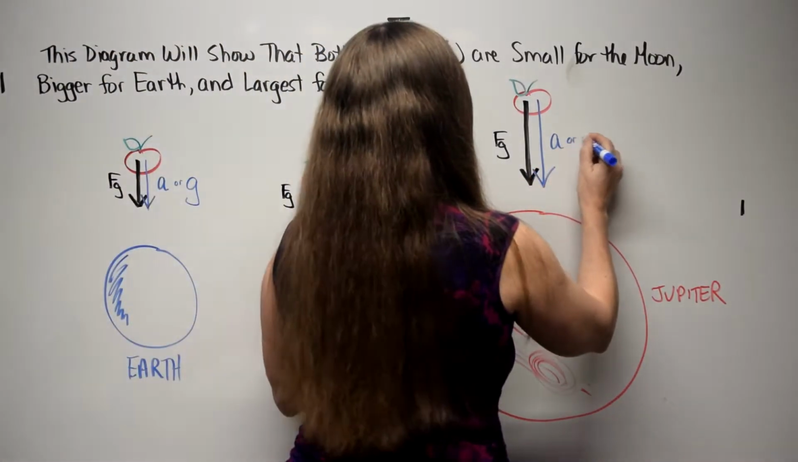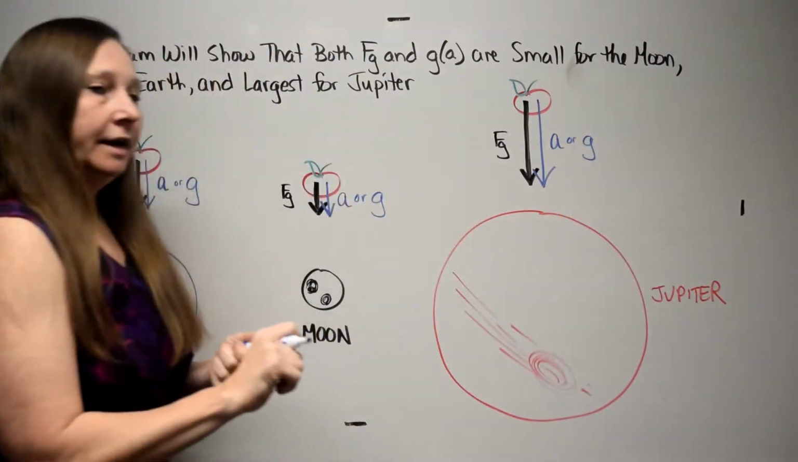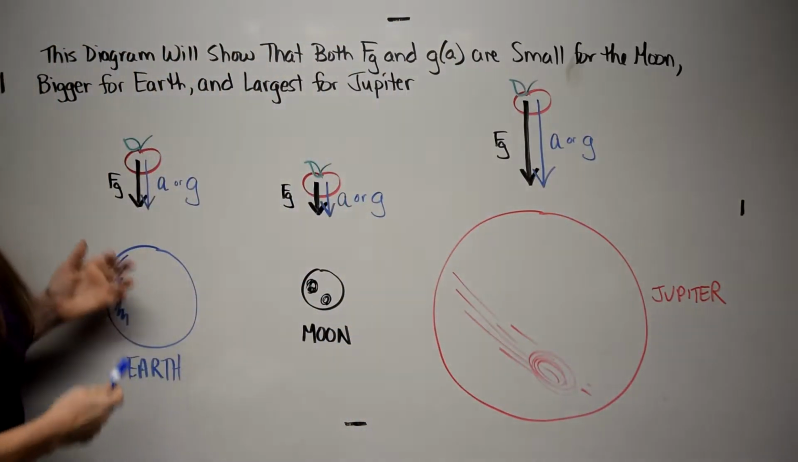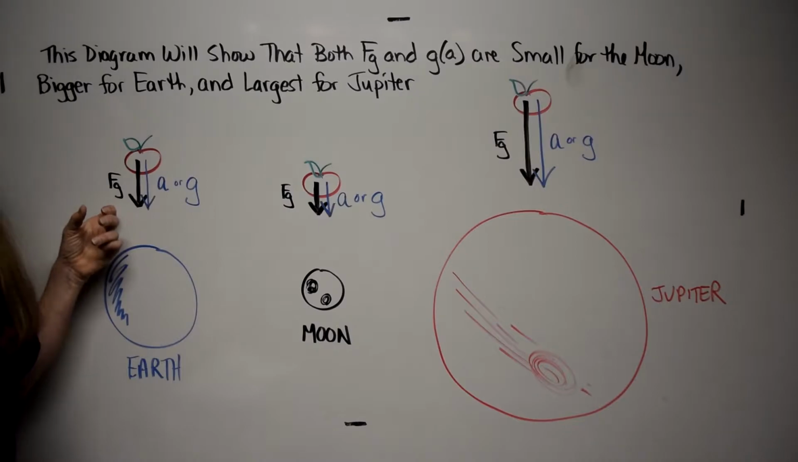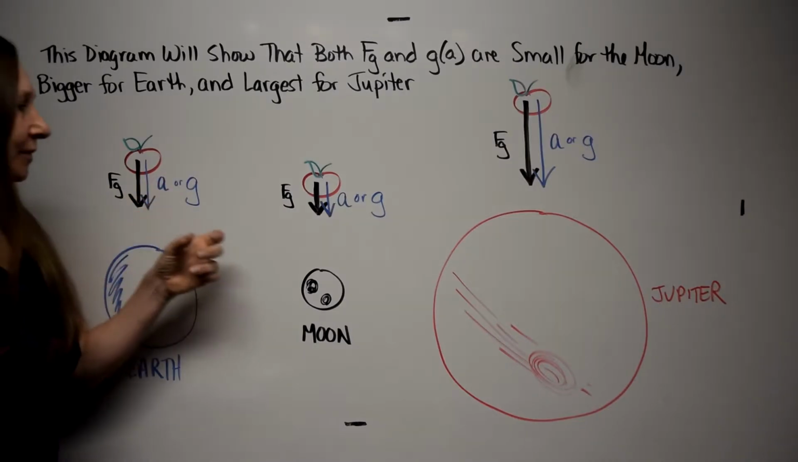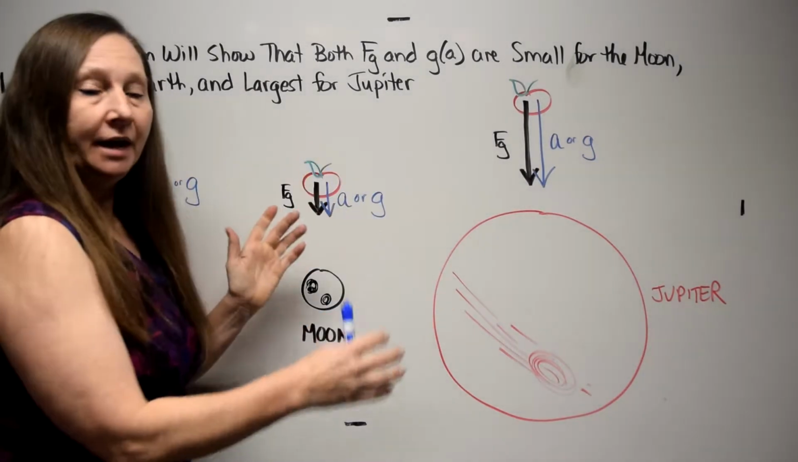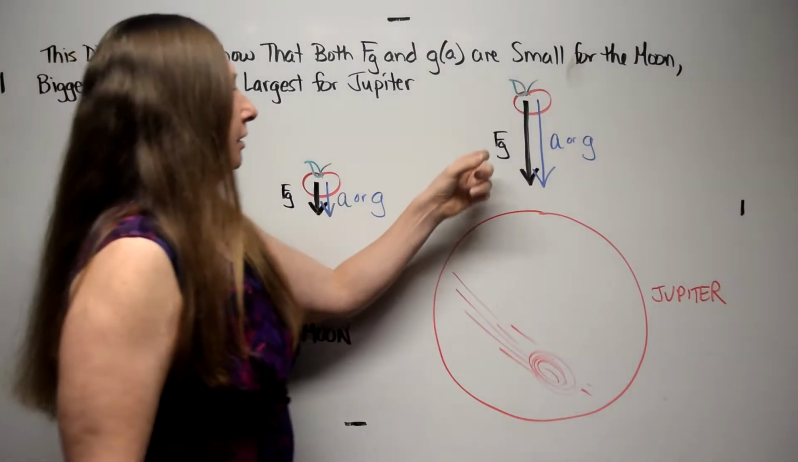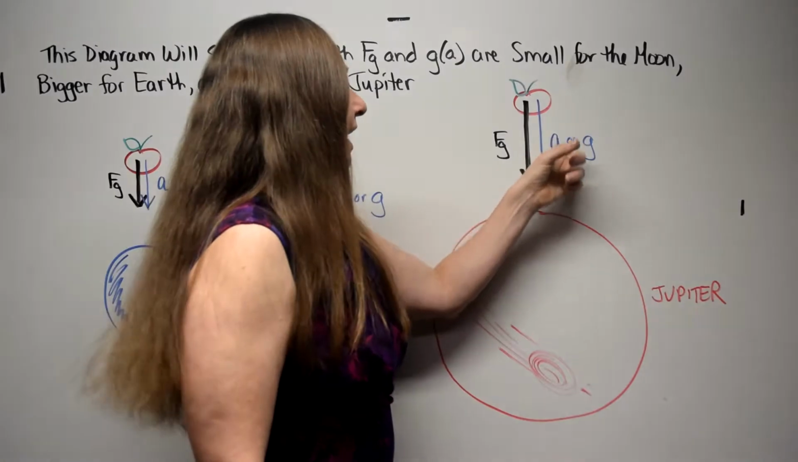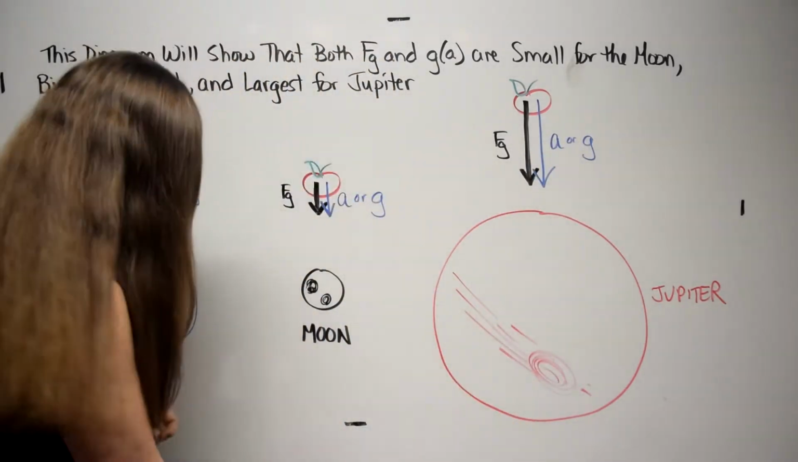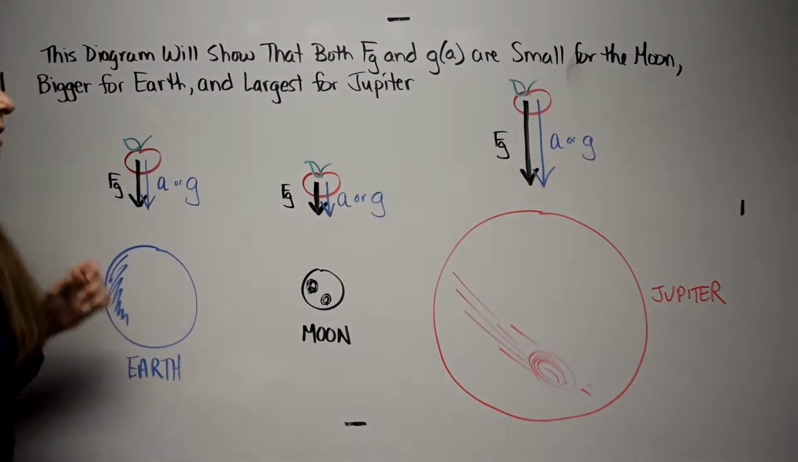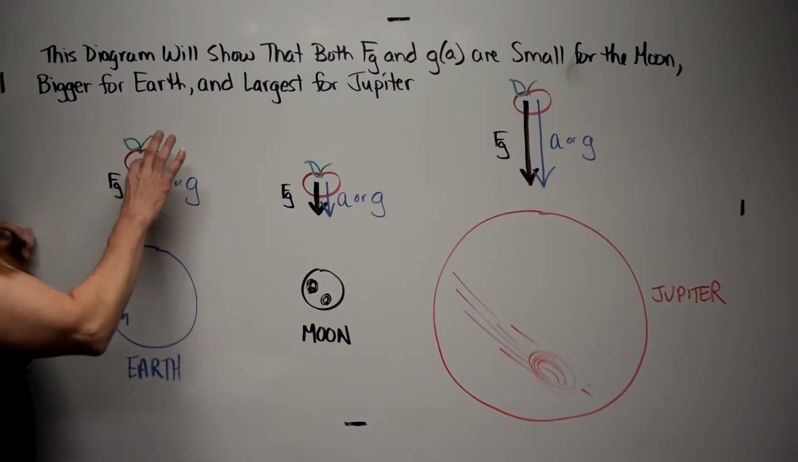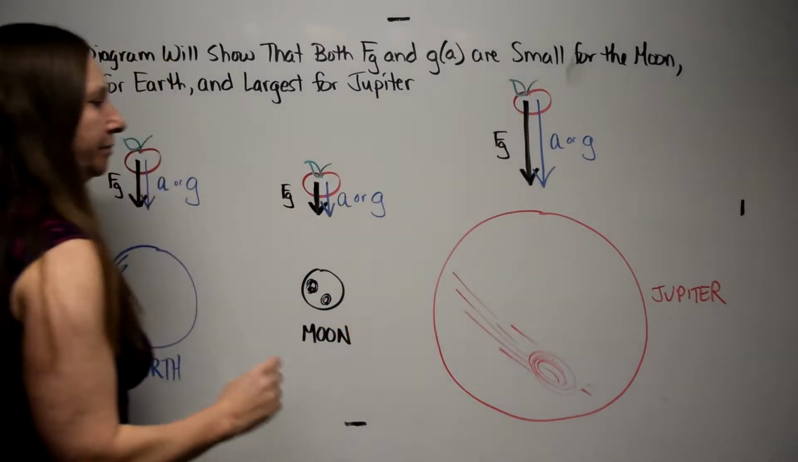All right, now of course, we should label this Fg Earth and this A Earth. This one on the same page would have to be labeled Fg Moon, A Moon, Fg Jupiter, A Jupiter. All right, these numbers are not going to be the same. You can tell from the relative sizes of the vectors.